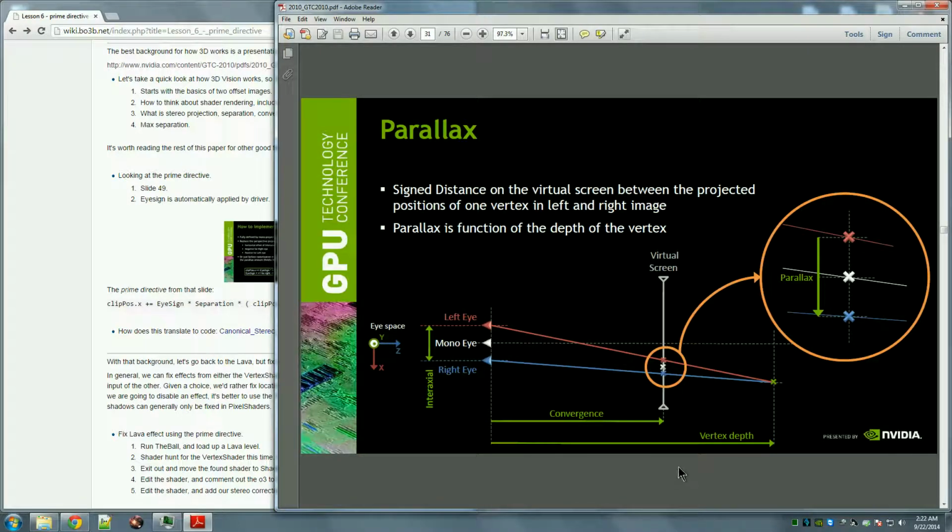Parallax is essentially the piece that tells you how deep something shows up in the screen. So for example, if the vertices are widely separated, then they'll seem like they're further into the screen. If they're not separated very much, they won't seem like they're very separated at all. So parallax is the way that we determine whether something's in 3D or not.